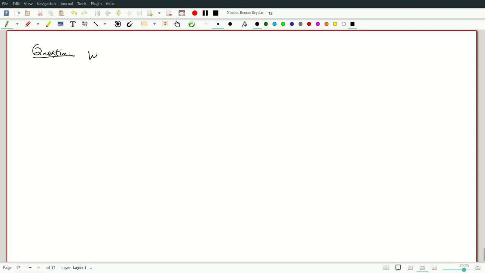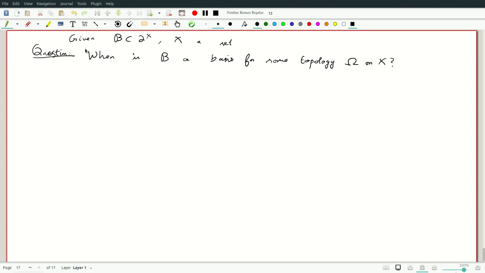So suppose we are given B, which is contained in 2 to the X, where X is a set. When is B a basis for some topology? Okay, so we won't answer this immediately, but first let's note down a couple of simple things.